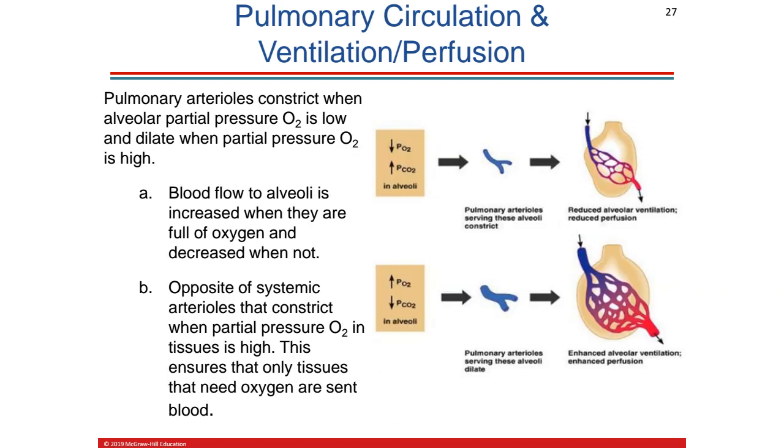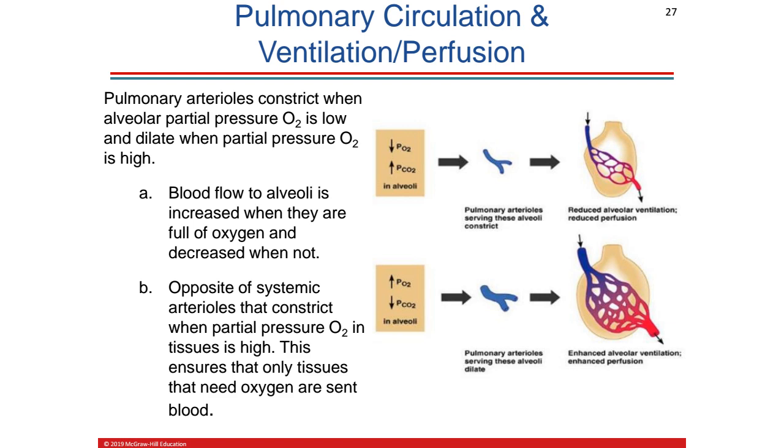Recall that systemic arterioles constrict when the partial pressure of oxygen in tissues is high. This is because, for a systemic arteriole, this means that there's enough oxygen getting to the tissue, and it doesn't really make sense to send more blood to that tissue that's getting a lot of oxygen to begin with. And so this ensures that only tissues that really need the oxygen are sent a lot of blood. Okay, so that's what happens with systemic arterioles.